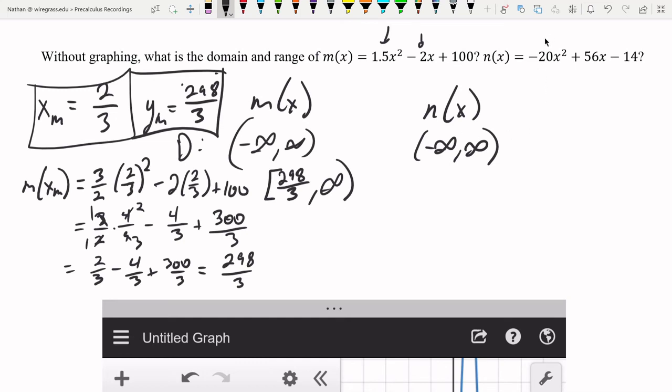For this next one, we know it's going to be flipped downward because a is negative 20. Finding the x-coordinate, well, it's just going to be negative b over 2 times a. And that simplifies down to, divide top and bottom by 8, so it's going to be 7 over 5. The negatives cancel, of course. And the y-coordinate of the vertex, all we have to do is just plug it in to n.